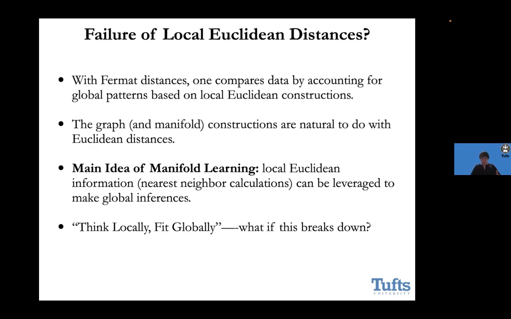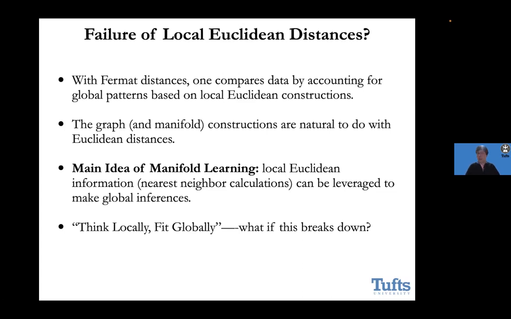So to connect it to what I just did, ultimately the Fermat distances try to account for global patterns in the data by using these types of paths. And this is the idea behind a lot of manifold learning: diffusion maps, Laplacian eigenmaps, Isomap, all those things. The idea is that I can make global inferences by taking local Euclidean calculations and somehow stitching them all together. So this maxim of think locally, fit globally. I think there's actually a paper with that name, but it might not work.